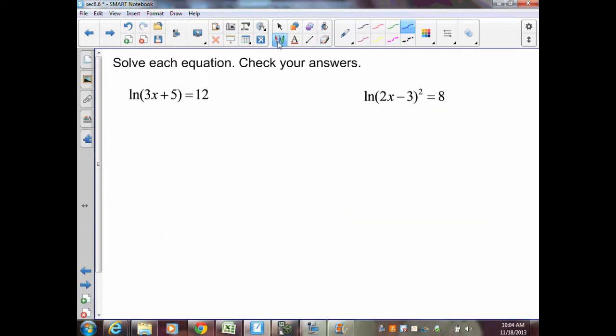In this example, I want to solve natural log equations and check your answer. We're going to follow the same procedure as we did in the last section when we solved log equations. Therefore, I have the natural log of 3x plus 5 equals 12. I want to write this in exponential form. That gives me 3x plus 5. And here our base in the natural log is e. So this is e to the 12th. Subtract 5 gives me 3x equals e to the 12th minus 5. And then divide by 3 gives me x equal to e to the 12th minus 5 over 3.